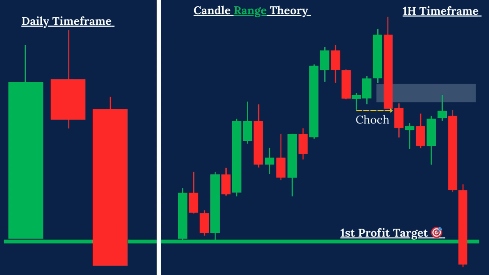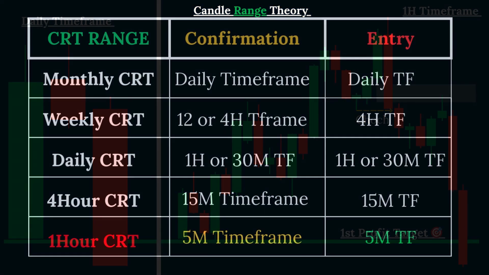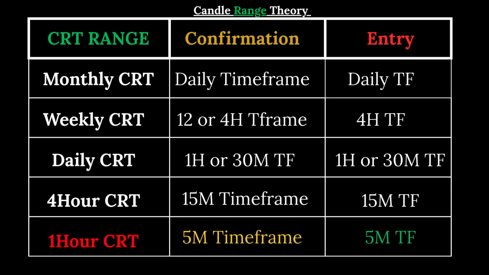So, to summarize, candle range theory is really a multi-time frame powerhouse. You analyze on a higher time frame, but you actually enter on a lower one. This approach allows you to pinpoint entries, reduce drawdown, and optimize those risk-to-reward ratios. Here's a quick guide on time frame alignment. When you're trading a monthly CRT range, you make your entry on the daily time frame.